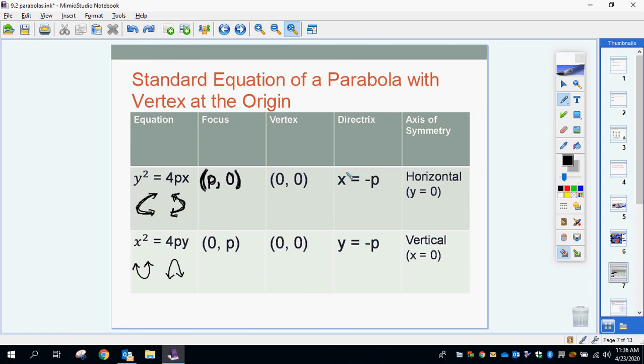The directrix. The directrix, remember, is a line, so it needs an equation, and it's x equals opposite P. Again, I'm going to write opposite because I do not want to forget that. It does not mean negative. So whatever P was in our focus, we change the sign. Opposite sign there on the original P. This directrix line, since it's x equals, it's going to be a vertical line.